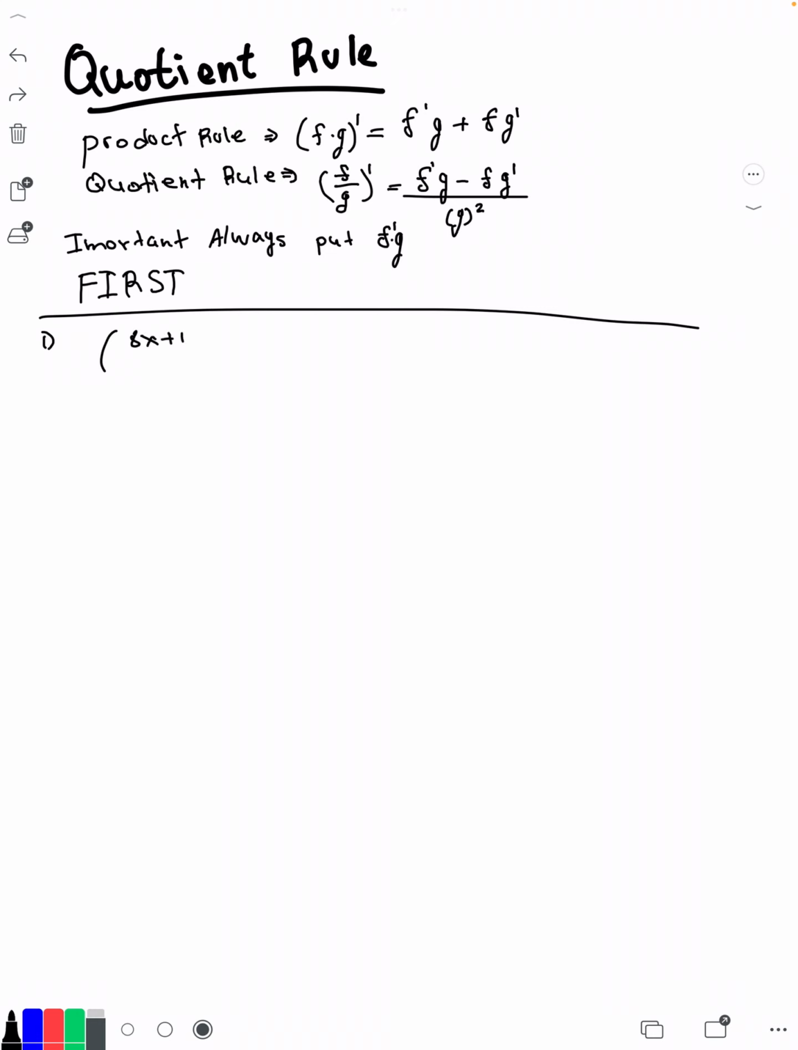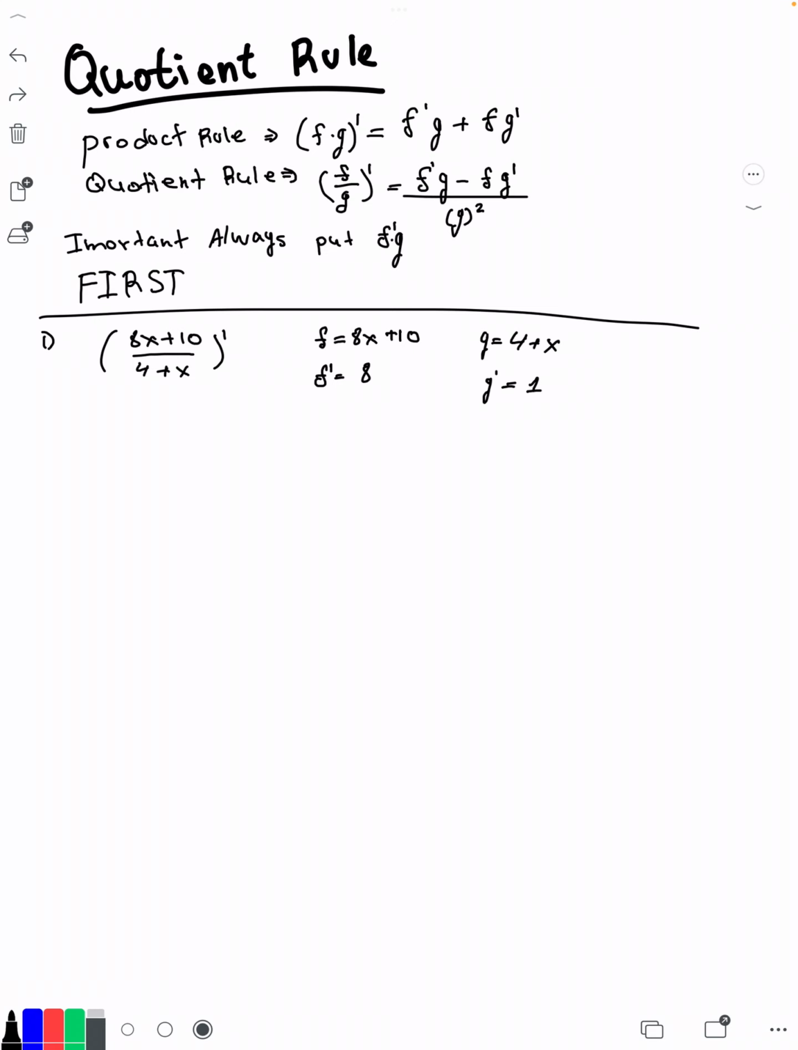8x plus 10 divided by 4 plus x. And we need to find the derivative of that. So a trick that I like to use, you're gonna write f on the side, which is 8x plus 10. And then I'm gonna write g, which is 4 plus x. And then I'm gonna derive both of them. So the derivative of f would be 8, and the derivative of g will be 1.